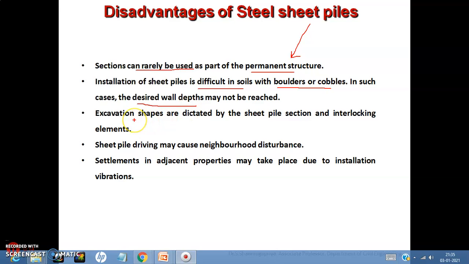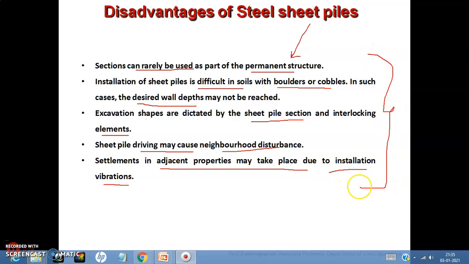And talking about the excavation shapes, they are dictated by the sheet pile sections and interlocking elements. And while driving the sheet piles, it may cause disturbance to the neighborhood, and sometimes settlement in the adjacent properties also takes place because of the induced vibrations. So all these points could be considered as the disadvantages of the sheet pile walls.